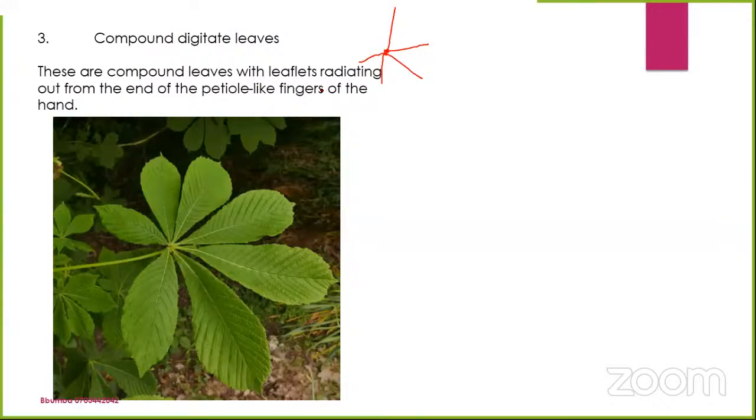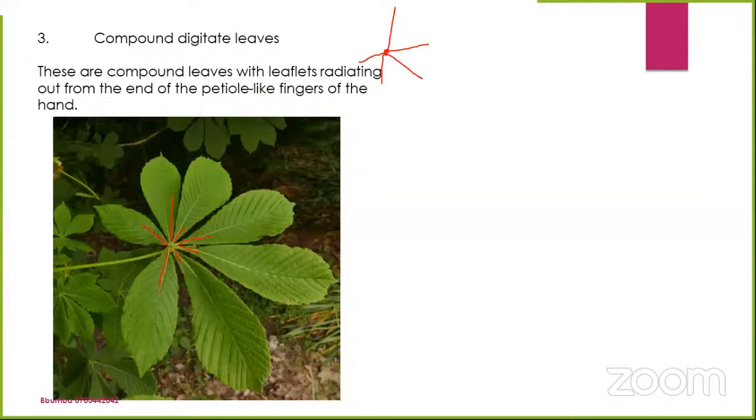Your fingers are coming from the palm, radiating in different directions. So with compound digitate, the leaflets radiate out from the end of the petiole like the fingers of the hand. And you can see it here. You have one leaflet here, another one, just like the digits of the hand.